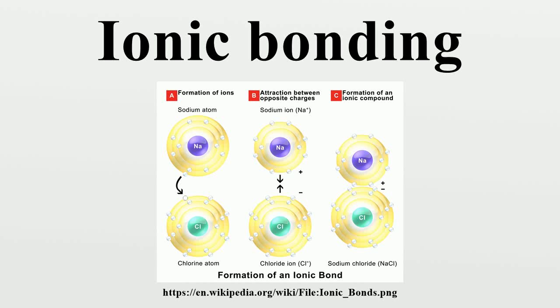Ionic bonding is a type of chemical bond that involves the electrostatic attraction between oppositely charged ions, and is the primary interaction occurring in ionic compounds. The ions are atoms that have lost one or more electrons and atoms that have gained one or more electrons. This transfer of electrons is known as electrovalence in contrast to covalence.